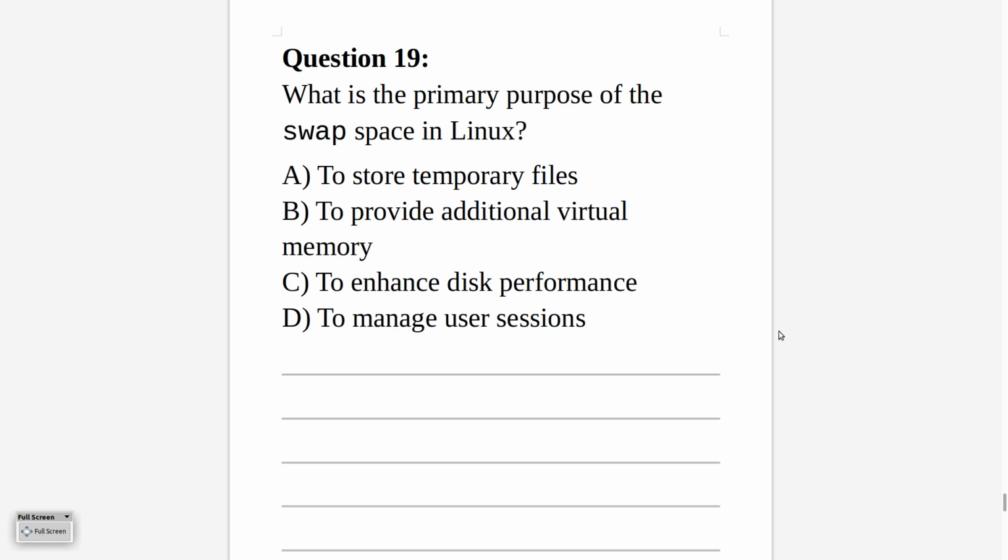So what is the primary purpose of the swap space in Linux? Is it to store temporary files? Is it to provide additional virtual memory? Is it to enhance disk performance? Or is it to manage user sessions? Well, it's not D. I mean, I know what swap is, right?